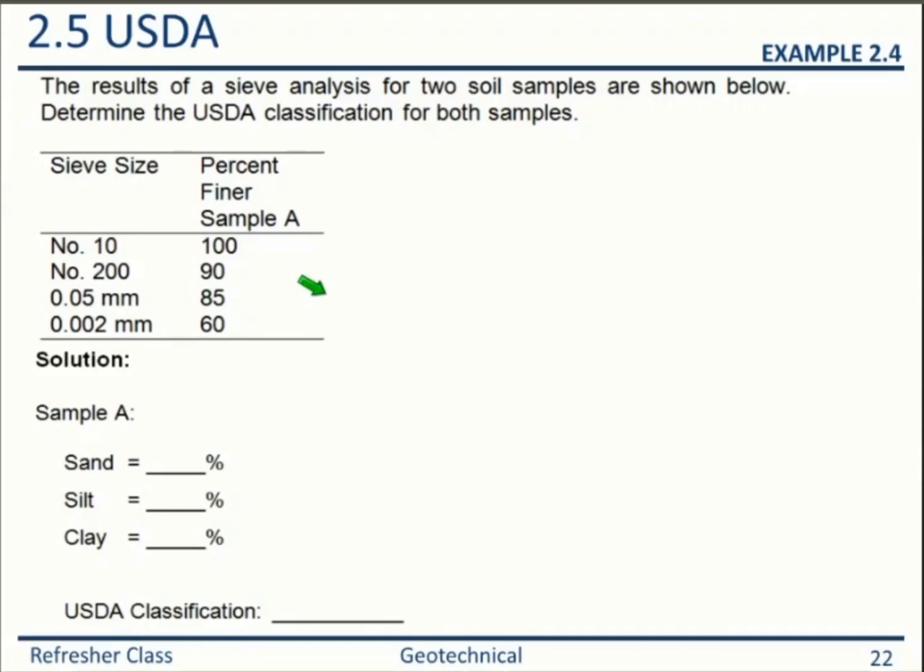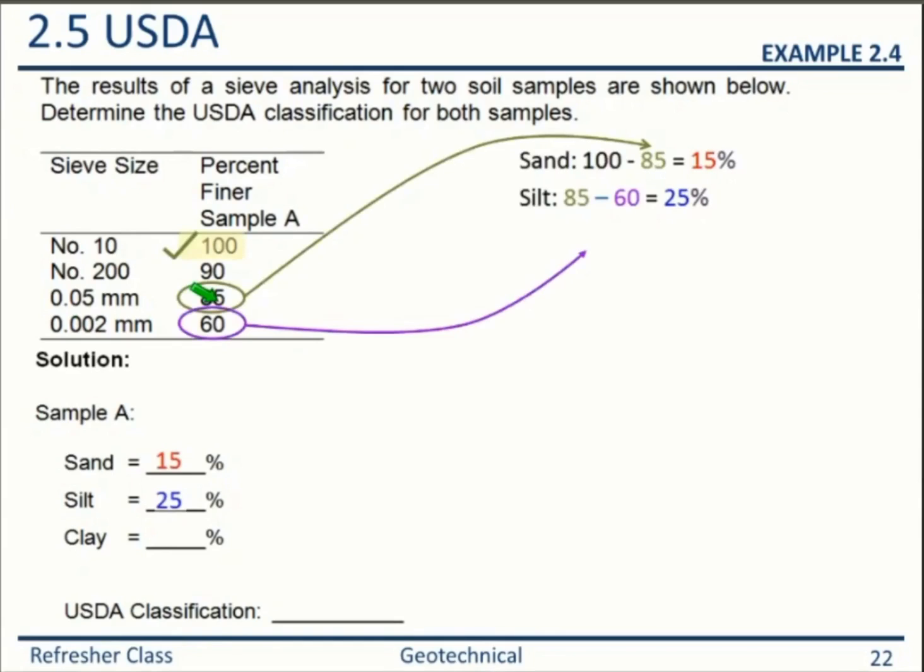It's 25, right? Because anything passing through the 0.5 millimeter sieve and not passing through the 0.002 millimeter sieve is silt. Therefore, your sand is 15%, silt is 25%, and your clay is 60%, right? So now, when you add 15 plus 25 plus 60, is that 100? Okay, if it is 100, then you can plot these fractions on that textural chart here.